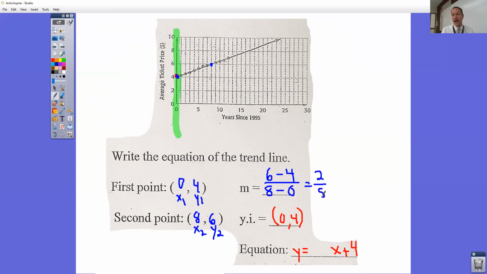Subtract going across the top, subtract going across the bottom. That is the number that goes in front of your x, 2/8. If you wanted to reduce it, you could. There's nothing wrong with that. On the state test, if this was a multiple choice question, you'd see the reduced version of 1/4 instead of 2/8. But either of those would be fine. And that is the number that goes in front of your x.